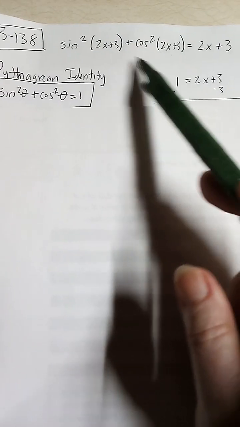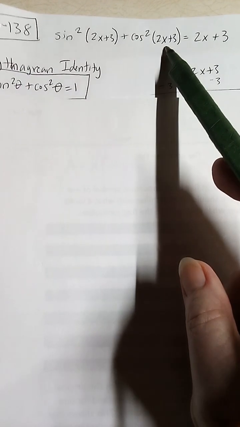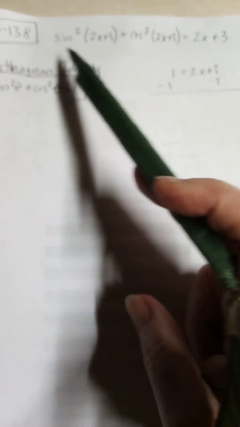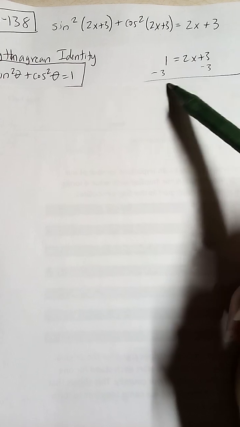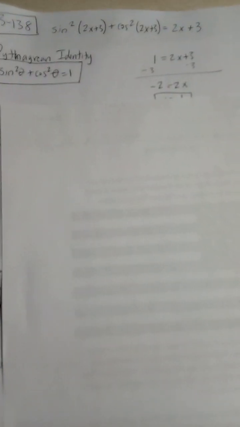So basically, since these two thetas are the same exact thing, this whole left-hand side equals 1. So I just put in a 1 because of the Pythagorean identity, and then I can just solve for x. And so I end up subtracting 3 from both sides, and I end up with x equals -1.